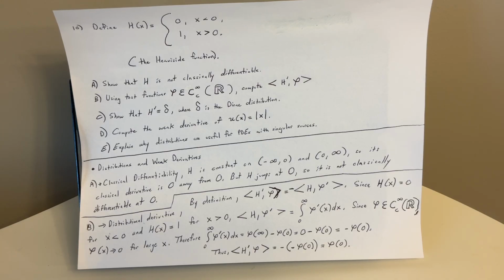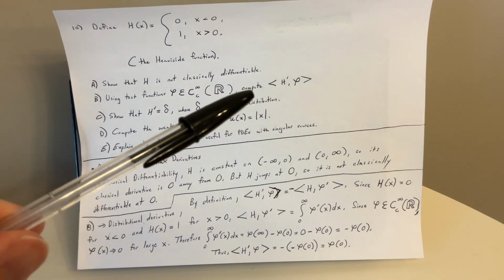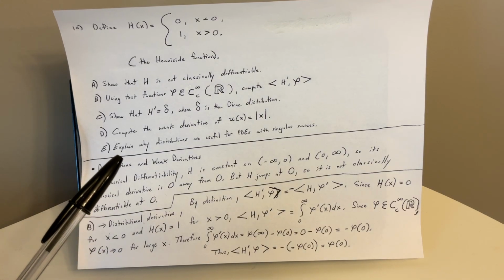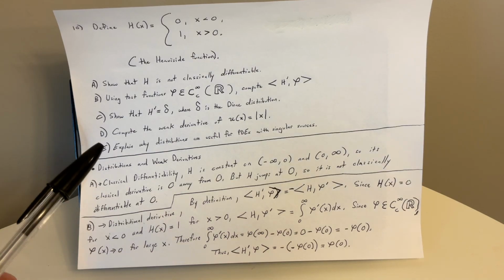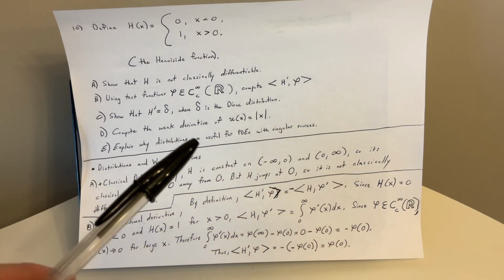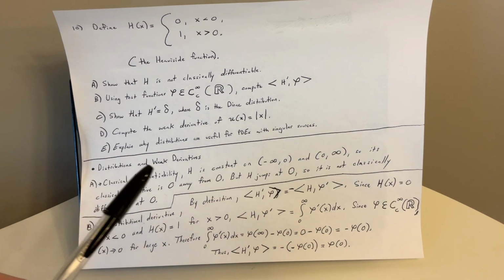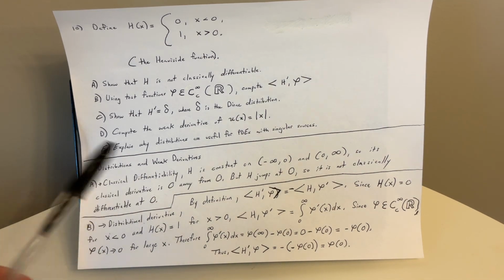Or I should say phi. Some professors say phi. I'll say phi here. Okay, should be phi for this context usually. And part E, I don't know if I said it. Explain why distributions are useful for PDEs with singular sources. Okay, so distributions and weak derivatives for this type of problem.